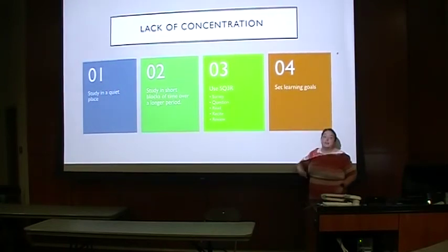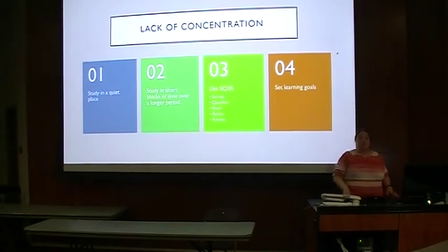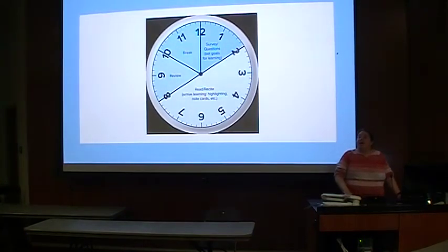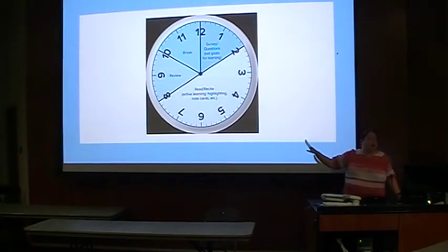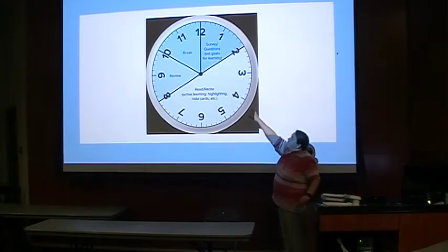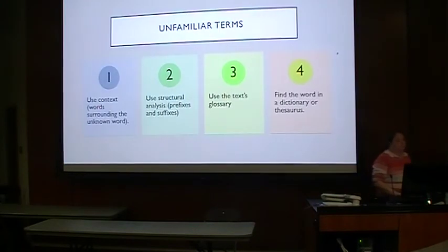And then, like we said, set learning goals. So those will be those 5 goals you're going to set for yourself on here's what I'm going to learn from this chapter. And this is just going to be an example of how that could look. So if we look at SQ3R, survey questions, so that could be 10 minutes, reading, reciting, could be 30 minutes, review, and then you take a 10-minute break. So this is just an example of what that could look like.